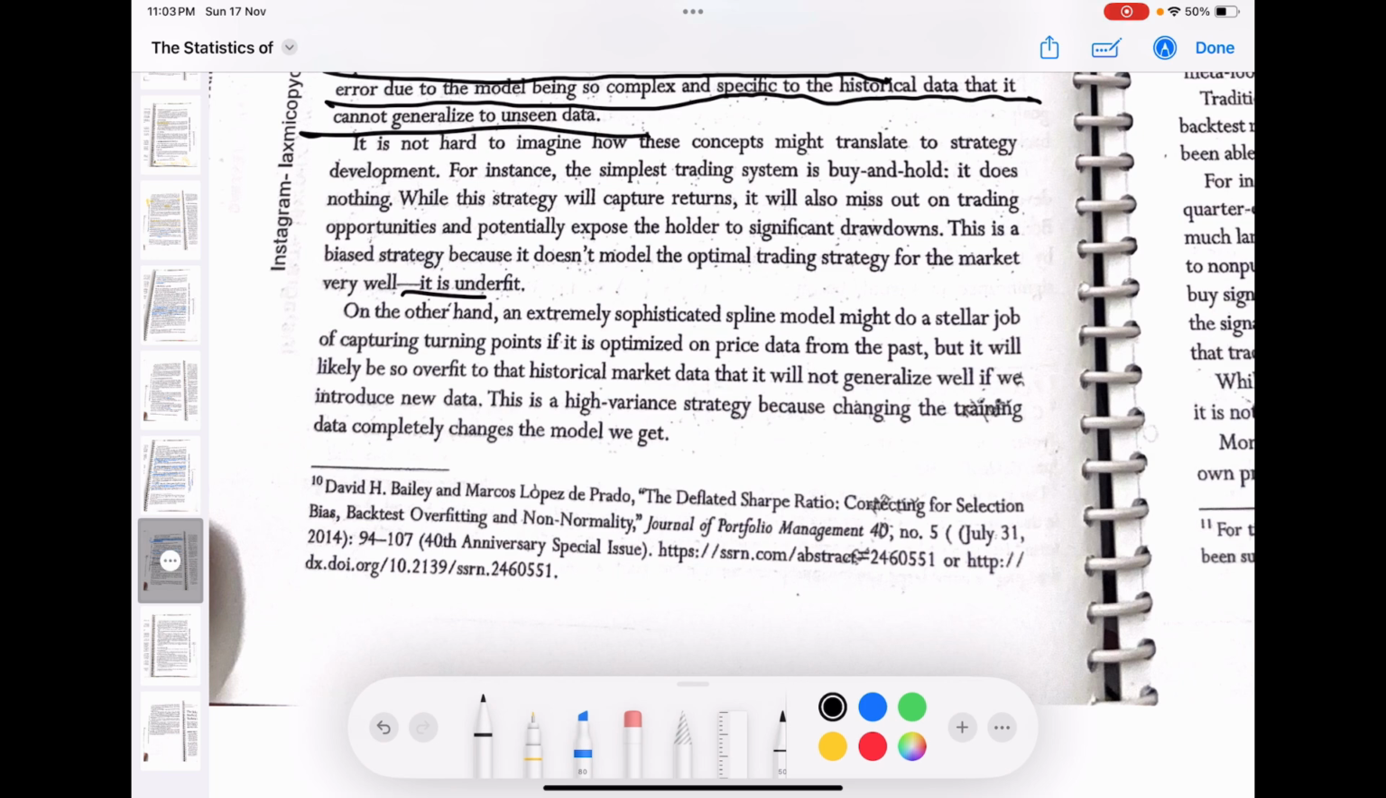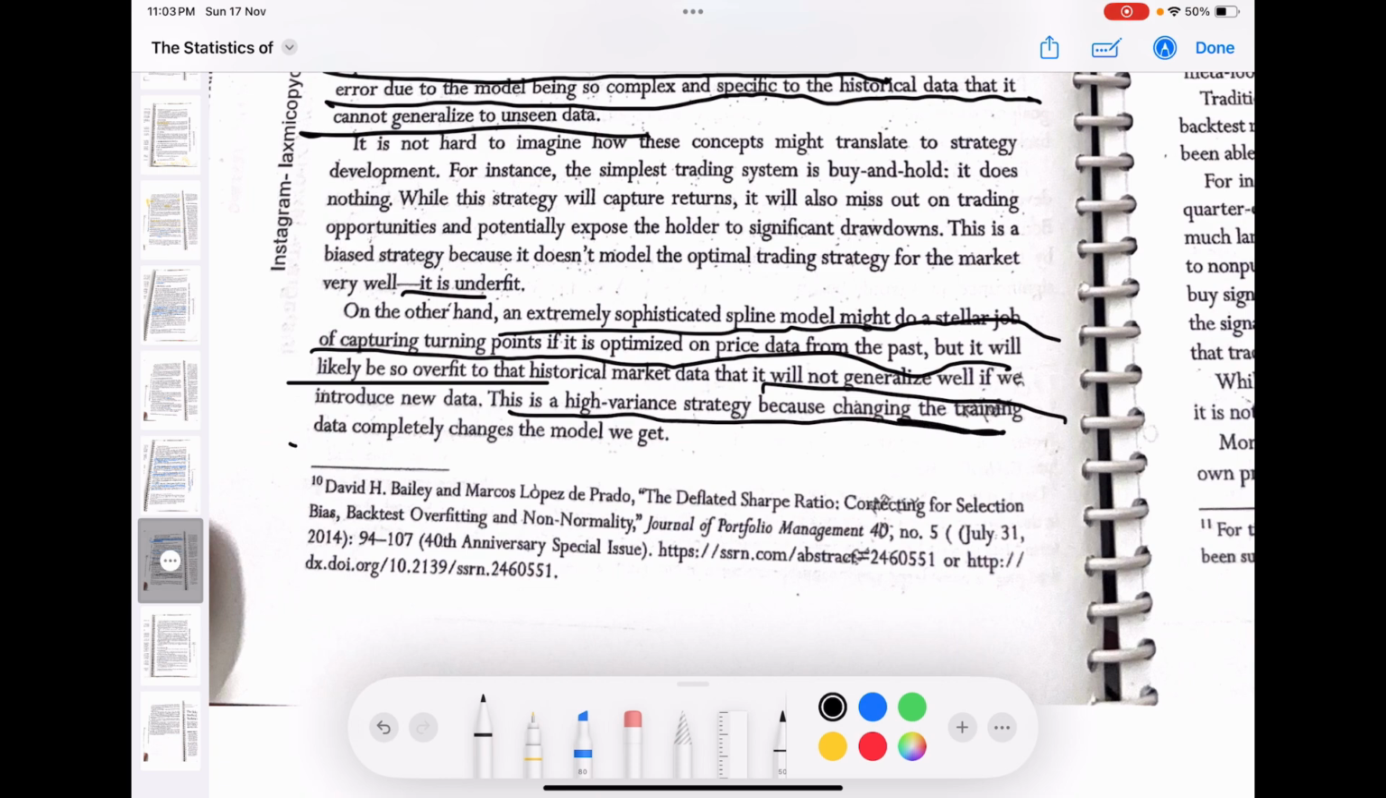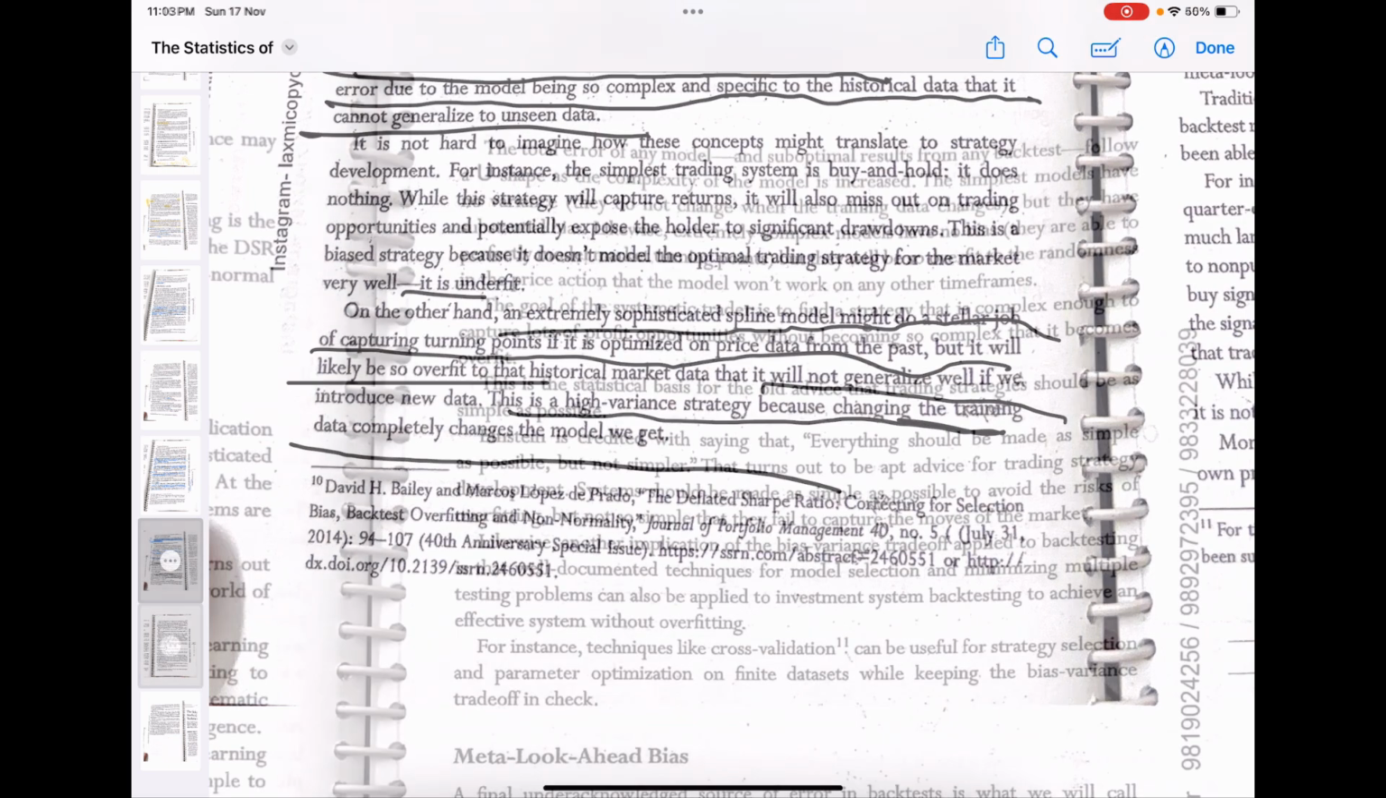On the other hand, an extremely sophisticated spline model might do a stellar job of capturing turning points, but it will be so overfit, right? Because it is difficult and because it is complex, it will be overfit and it will not generalize. This is a high variance strategy because changing the training data completely changes the model which we get.